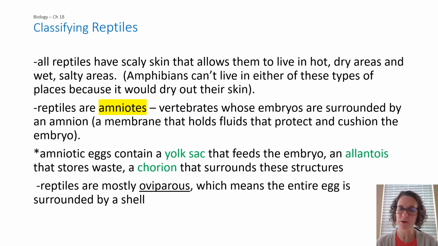And then there is another membrane called the chorion, and that surrounds these structures. And so, when you crack open an egg, sometimes you just crack the shell, but the membrane is still intact. You're basically looking at the chorion in that instance, and then you can break through that to actually get to the egg. Now, reptiles are also, for the most part, oviparous, which means that they lay eggs with their embryos inside, and the entire egg is surrounded by a shell. It has a calcium-based shell for the most part, give or take compared to a chicken egg, but it gives them a hard, protective shell.